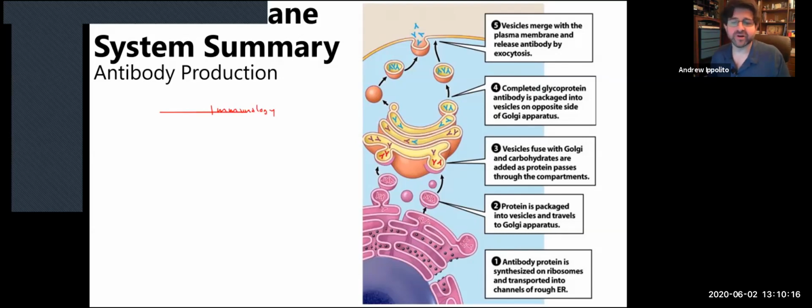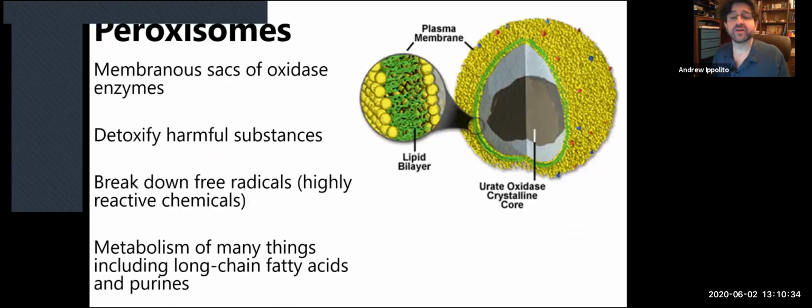All right, if you want to learn specifically about it, you would do a search for adaptive immunity and B cells. It's really fascinating stuff that I wish I had time to teach you. I don't. Okay, this next organelle is weird.